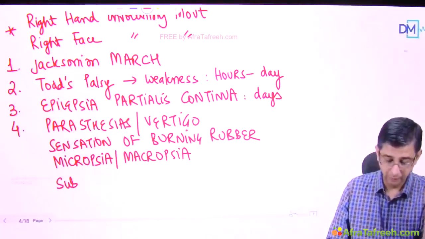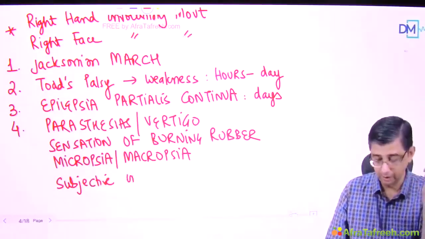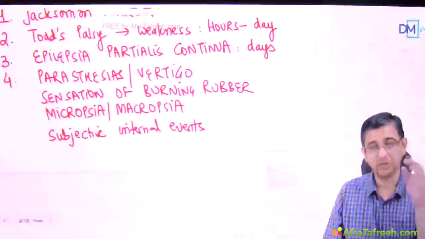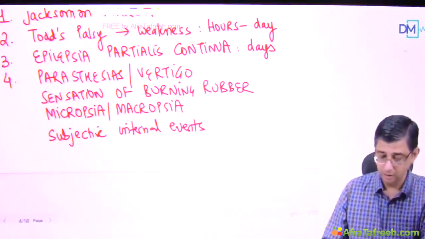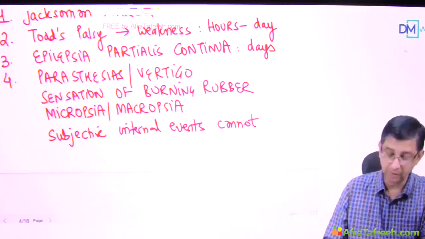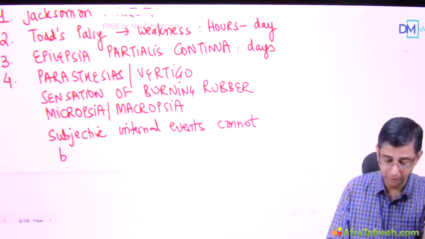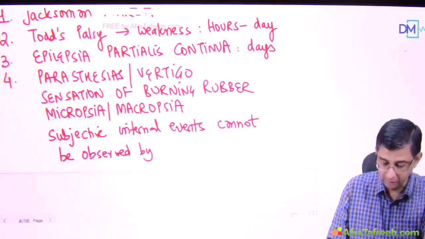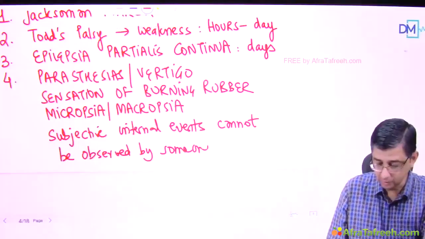So what we have learned for point number 4 is that my patient is having subjective internal events which cannot be understood or perceived by a person sitting outside. I'll just complete the statement: subjective internal events which cannot be observed by a trained physician. The technical term for this is aura.